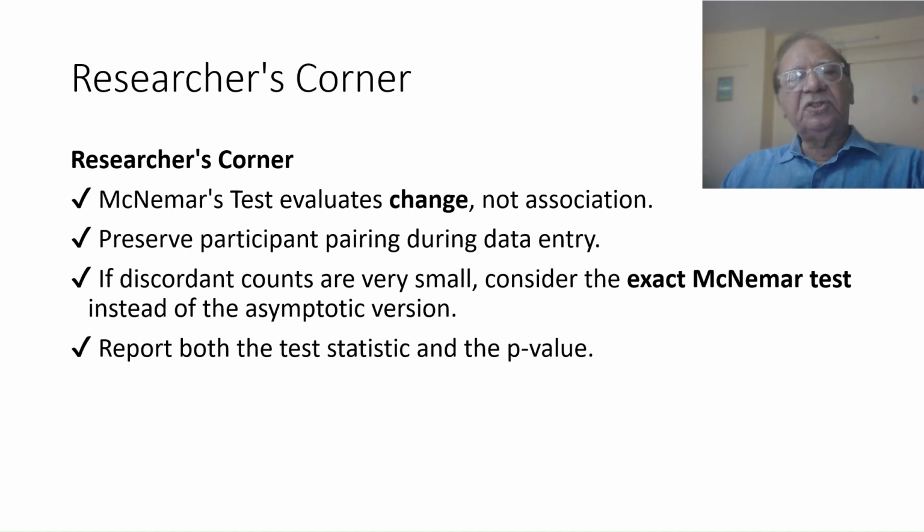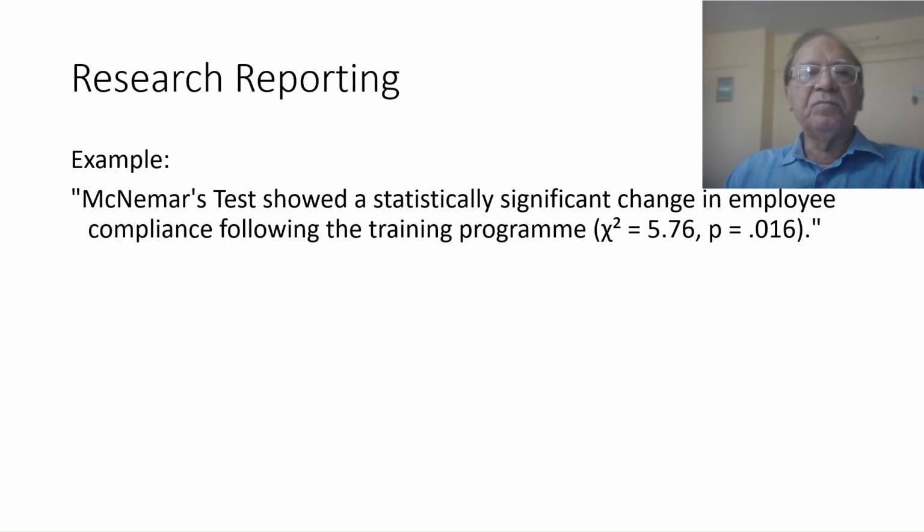When the number of discordant pairs is very small, the exact version of McNemar's test is generally preferred because it provides a more accurate p-value than the asymptotic approximation. Finally, when reporting the results, include the test statistic, the p-value, and a clear statement explaining what changed as a result of the intervention.